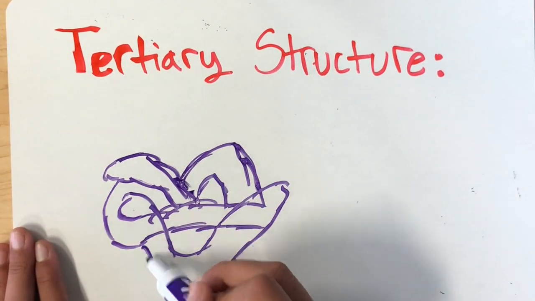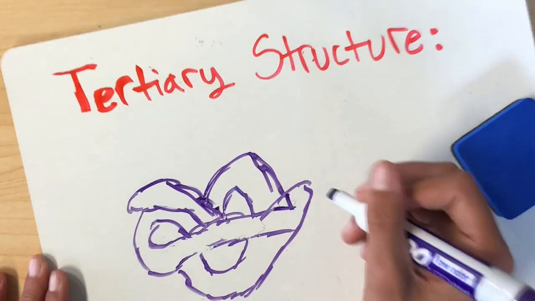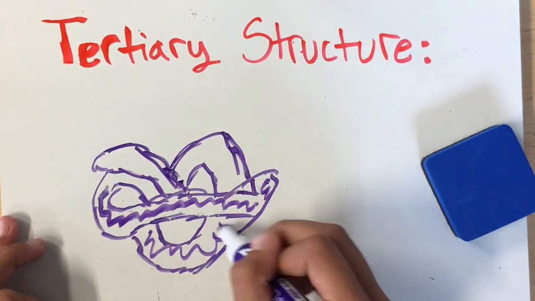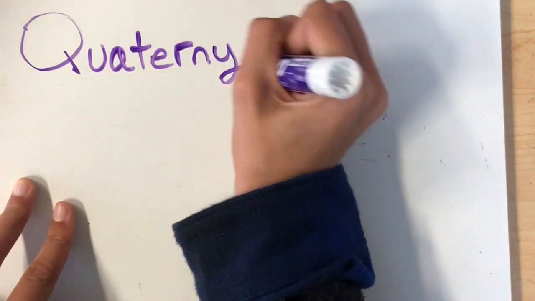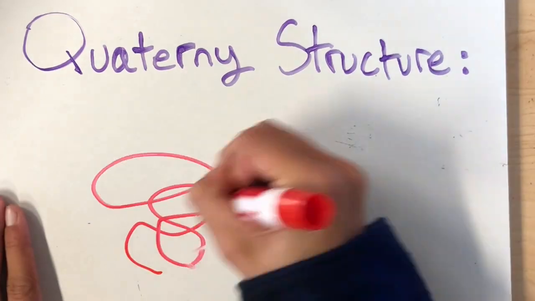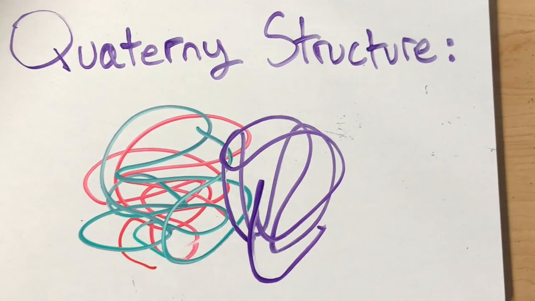This is also the minimum level of an enzyme because it is irregular and has an active site for the substrates to fit into. The fourth level is the quaternary structure. This is a protein consisting of more than one amino acid chain.